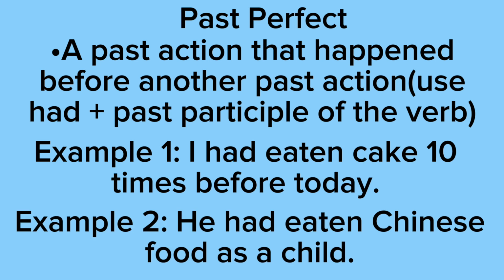Example 2 says he had eaten Chinese food as a child. As you can see, we used had, and then we added the past participle, which is eaten. And you also can see that he had eaten is one past action, and then as a child is another past action, well, more like a past event.